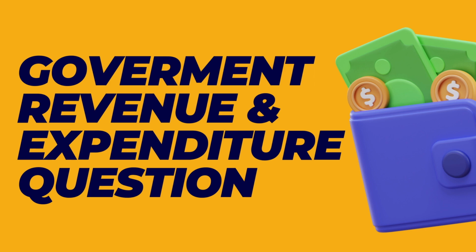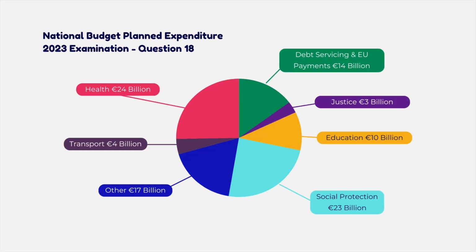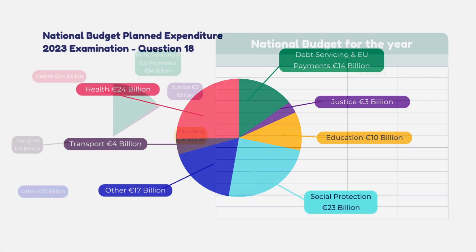In this video, we're going to look at the 2023 Junior Cert question on government expenditure. We're presented with a planned expenditure budget on a pie chart, and we have to take this information and put it into the national budget for the year.